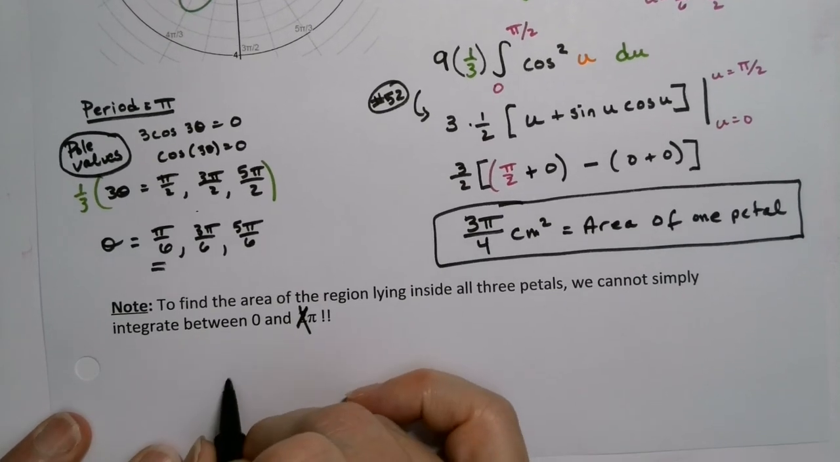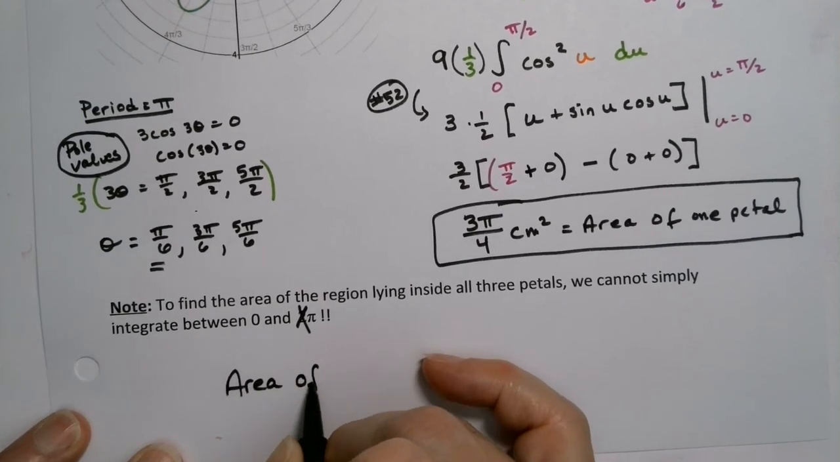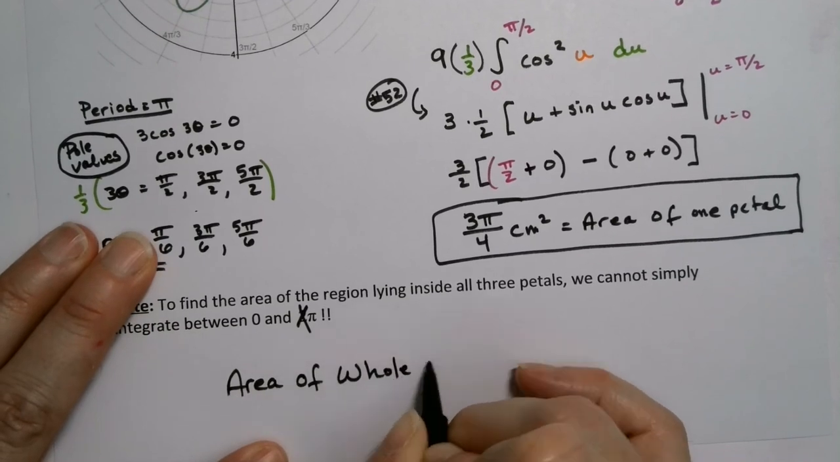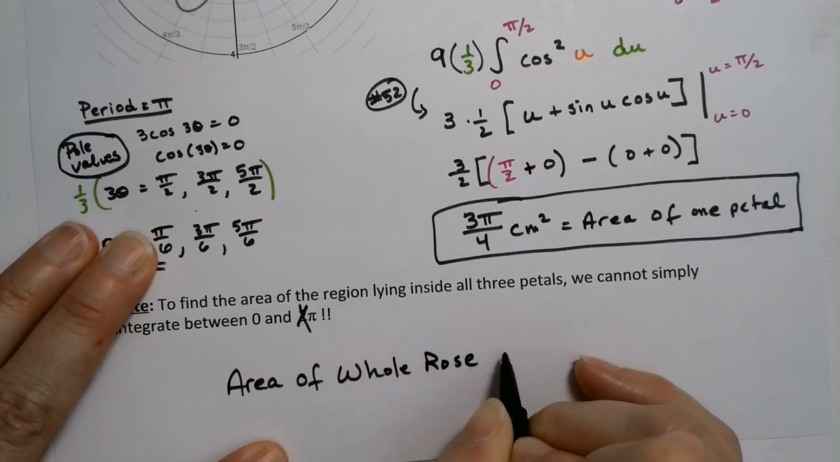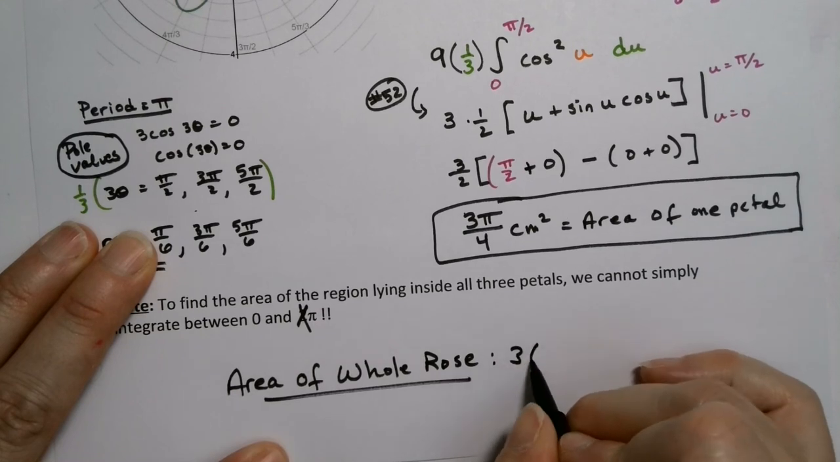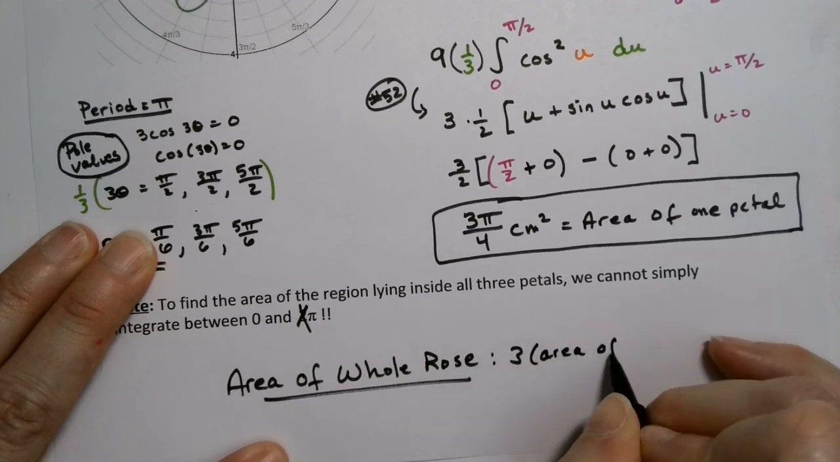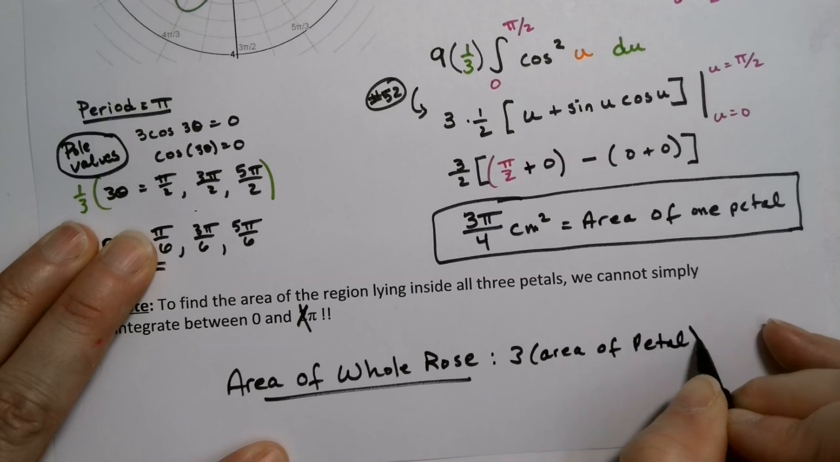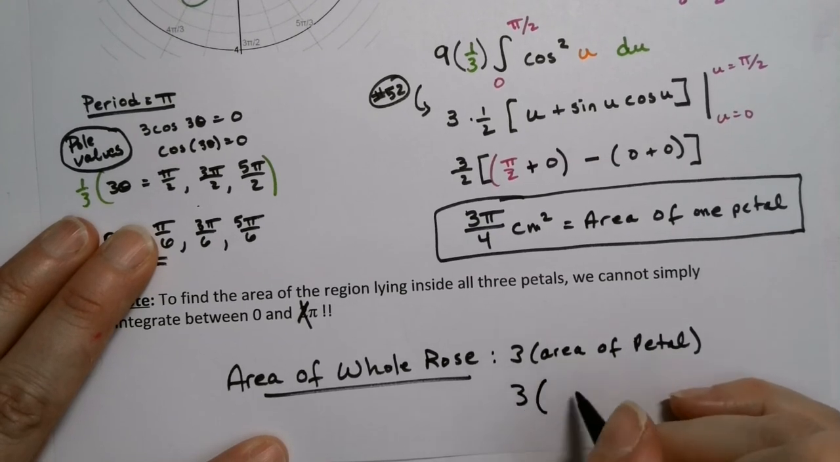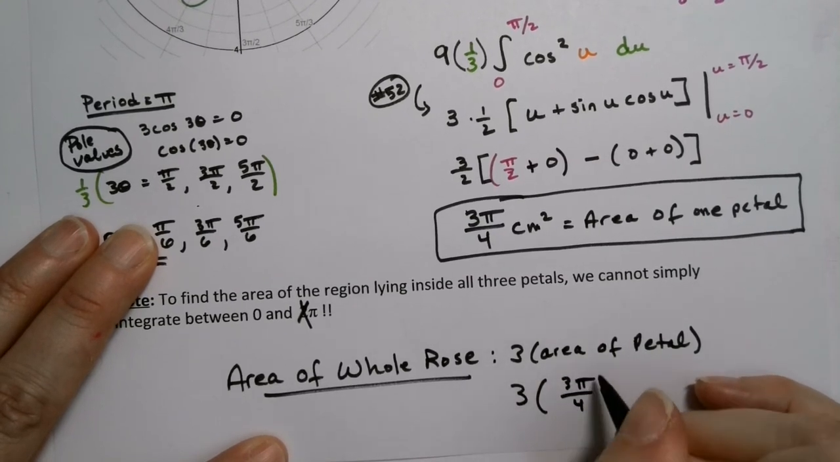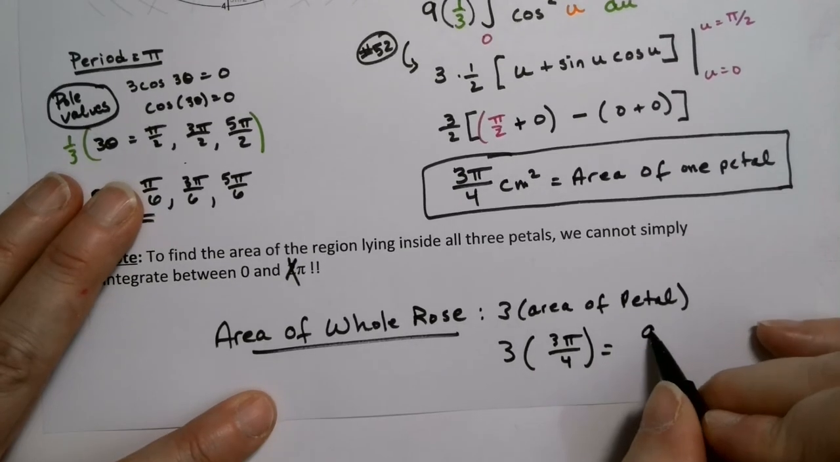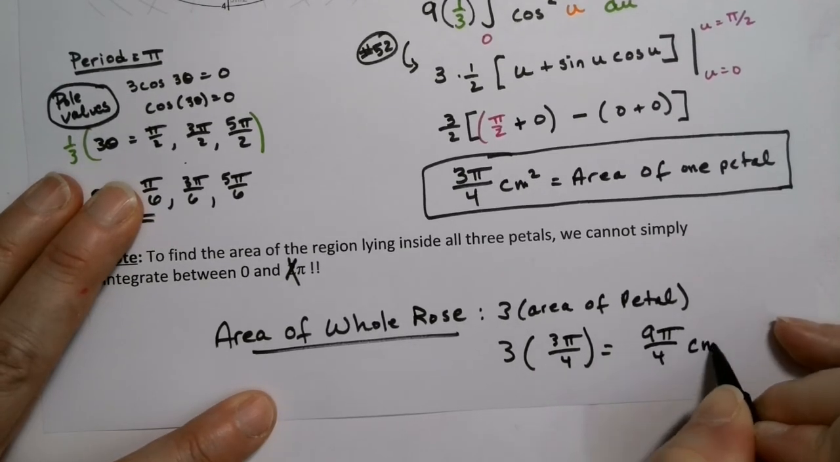But what you can say is the area of the whole flower, well, there were 3 petals, right? Is 3 times the area of a petal, right? Which is 3 times 3 pi over 4, which would be 9 pi over 4 centimeters squared.